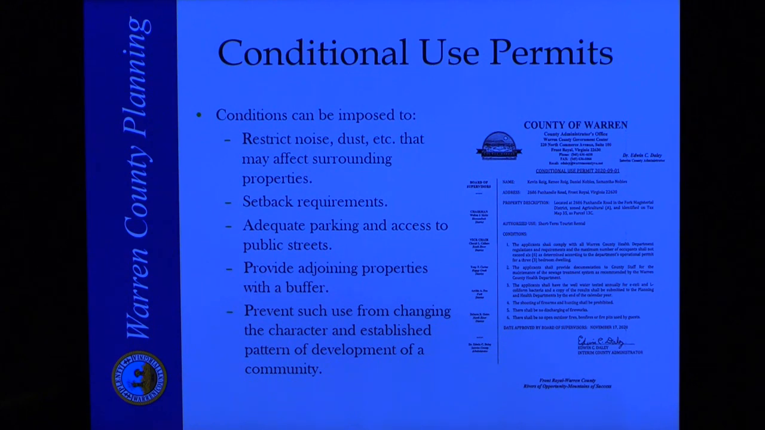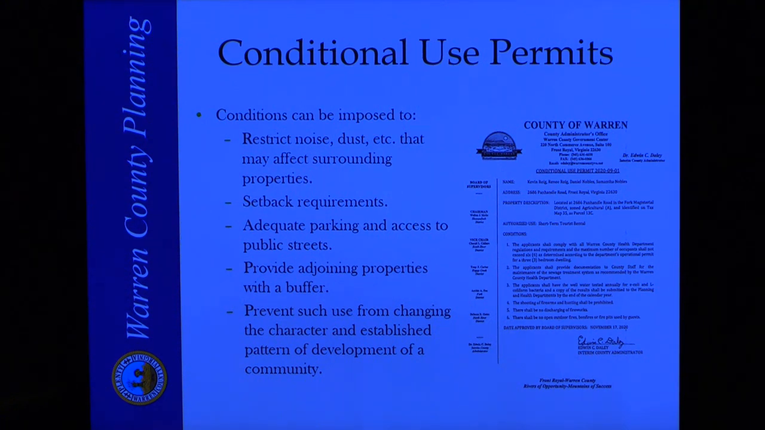Setback requirements you can put, so you'll have additional buffering, adequate parking and access to public streets. For a lot of other things, we normally get VDOT permission. Not for this, obviously, because it's not more traffic typically than a regular house. But you can provide adjoining property units with a buffer. And this is really the most important, to prevent such use from changing the character and established pattern of development of the community. So you don't want to allow some kind of conditional use permit that would change the residential character of that community, or whatever the character is of the community as it exists now.